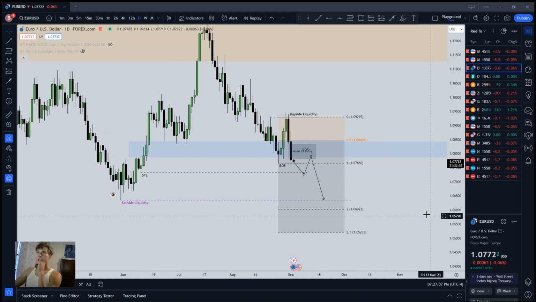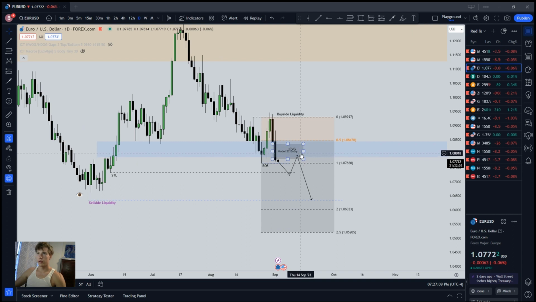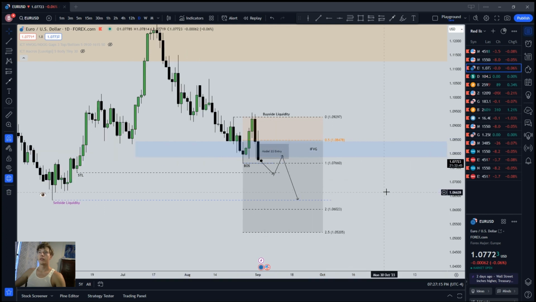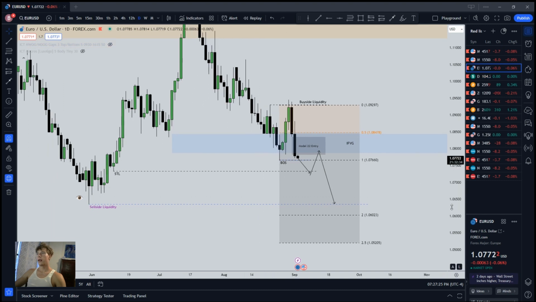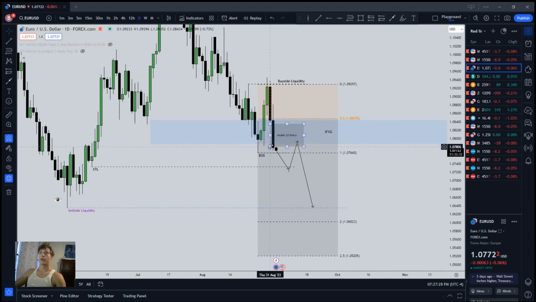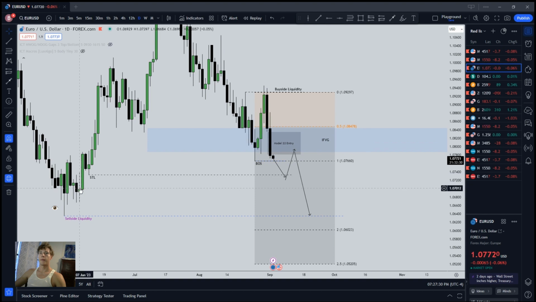and here I will be explaining the Model 2022 potential entry you can be using. So, as you can see, on Friday we have again taken out buy side liquidity over here from this high, and we have gone below this inversion fair value gap.